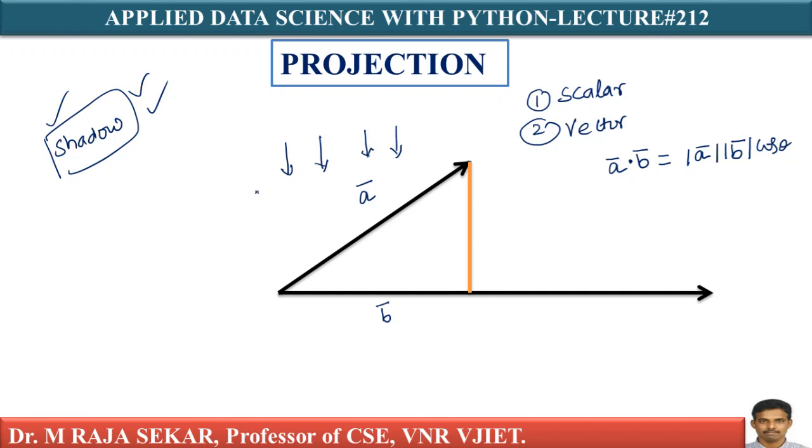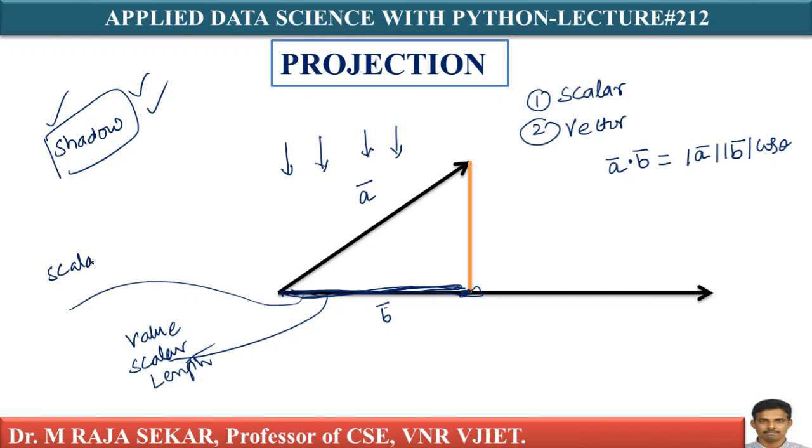We are measuring a shadow, and there is no arrow on the end of this. This part is the shadow. The reason there is no arrow is because it's a scalar. It's a value. I can say it's a value, or I can say it's a scalar. It's just length. Therefore, this projection is known as scalar projection.